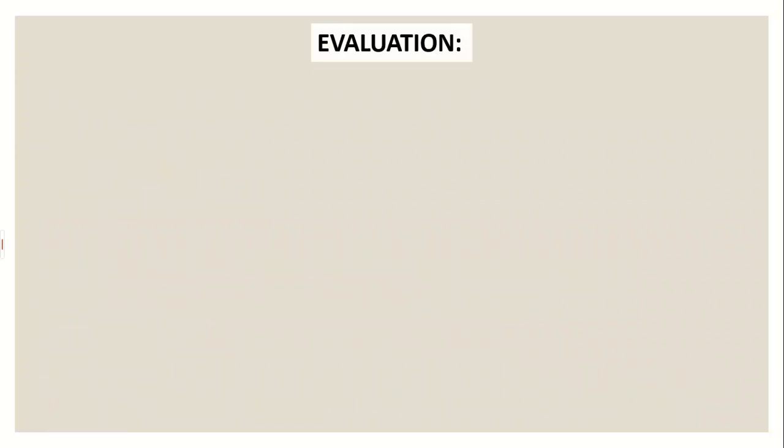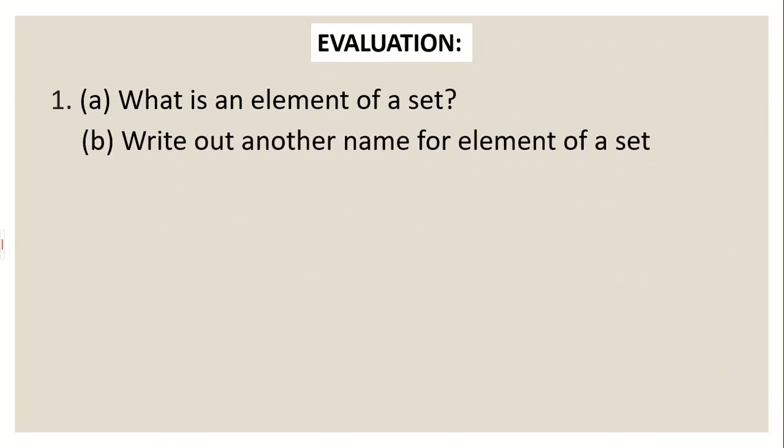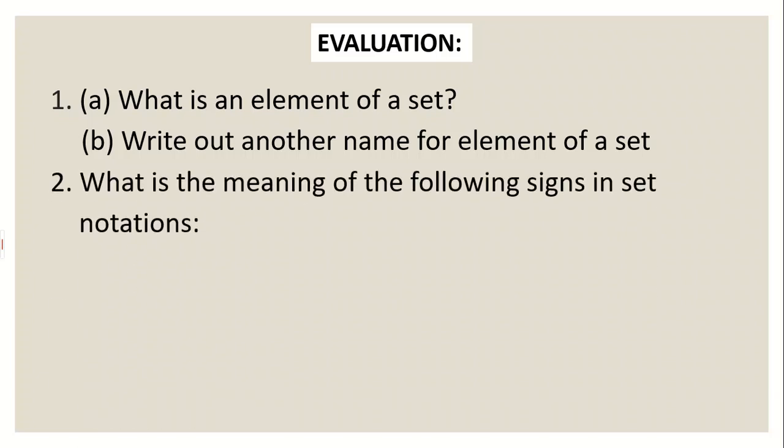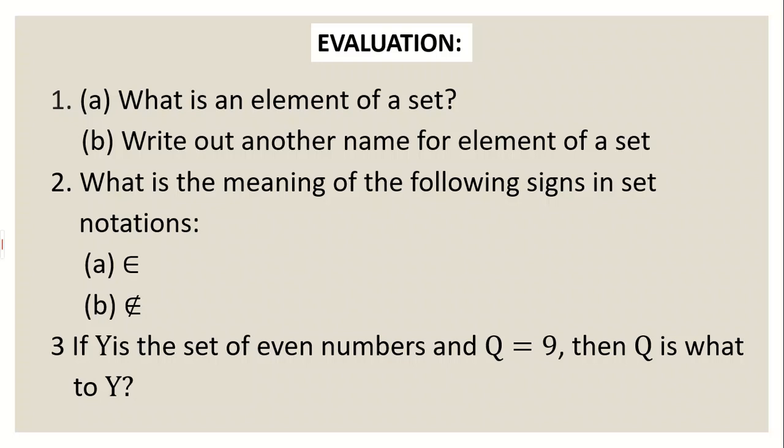That's that. Then now look at these evaluation questions. We have number one. It said, what is an element of a set? Try and answer this question on your own. Then write out another name for an element of a set. Then what is the meaning of the following signs in set notation? What does this one mean? Thirdly, if y is a set of even numbers and q equals 9, then q is what to y? So you should be able to answer those simple questions.